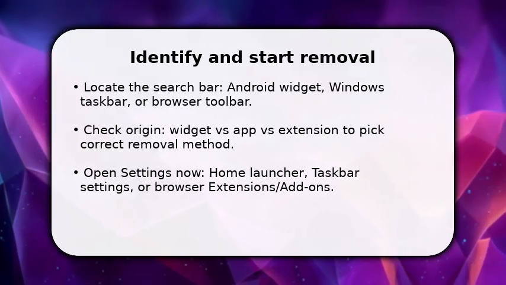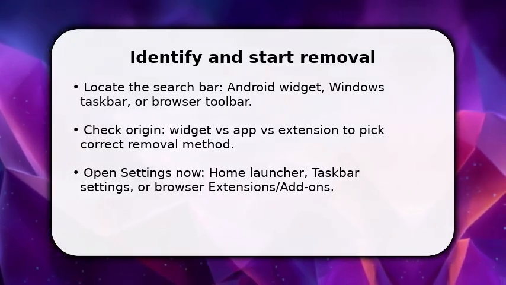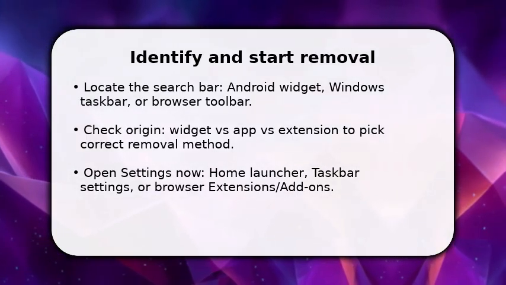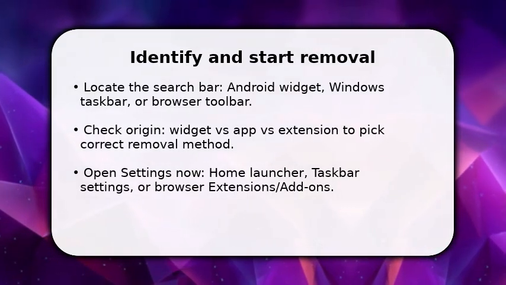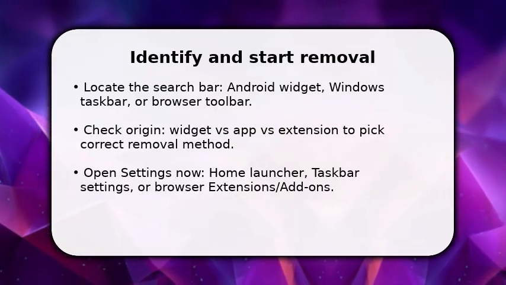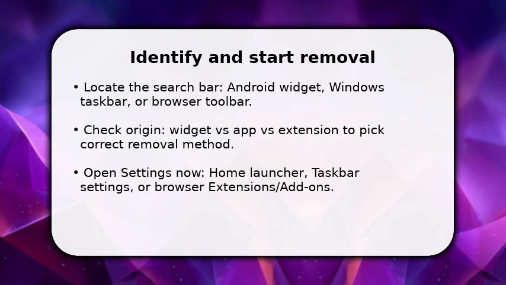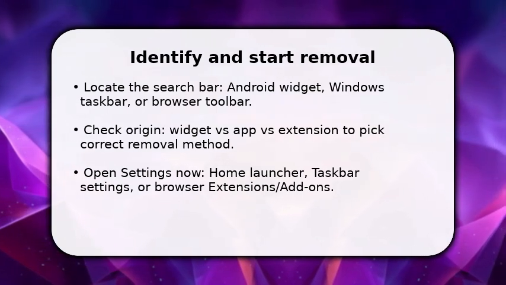Long press the widget or open Home Settings on Android, right-click the Windows taskbar and pick Taskbar Settings, or open your browser menu to Extensions or Toolbar options. Once done, you'll know whether to disable, uninstall, or hide the element and move on to the next step.